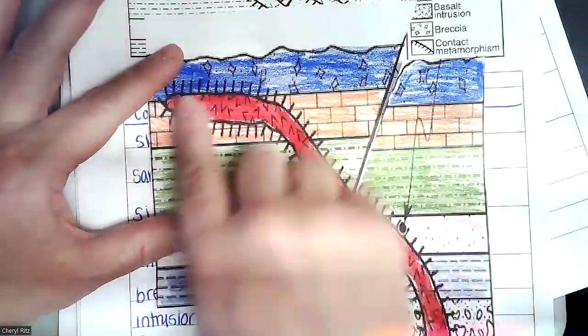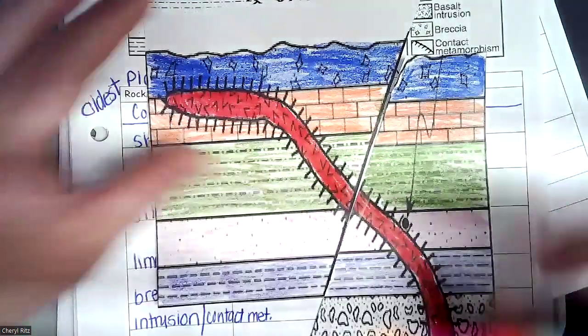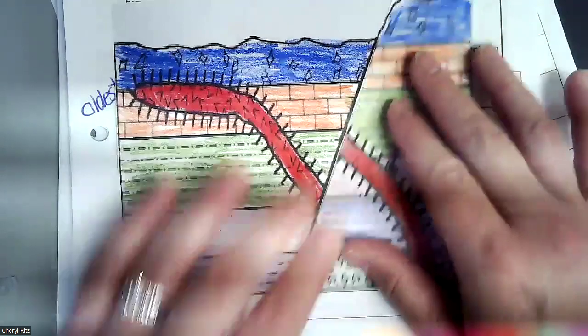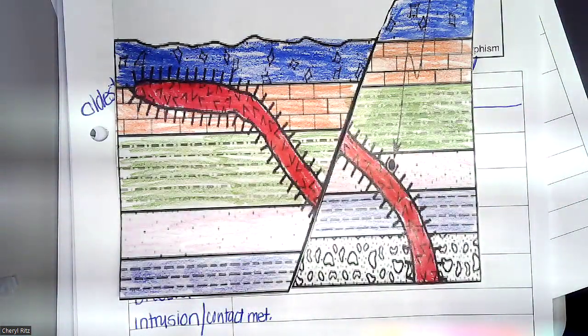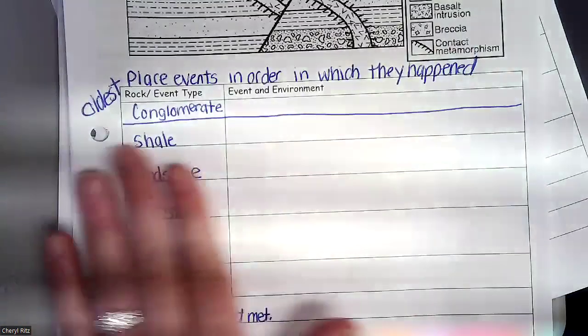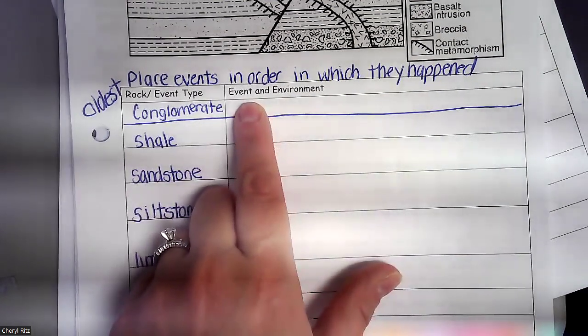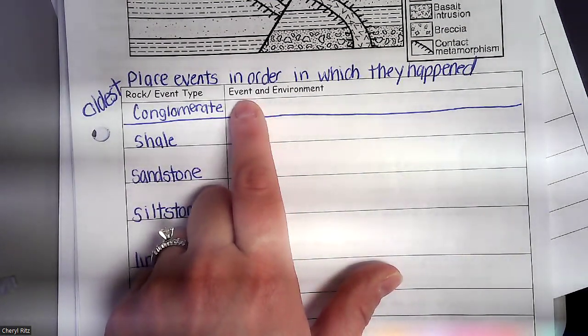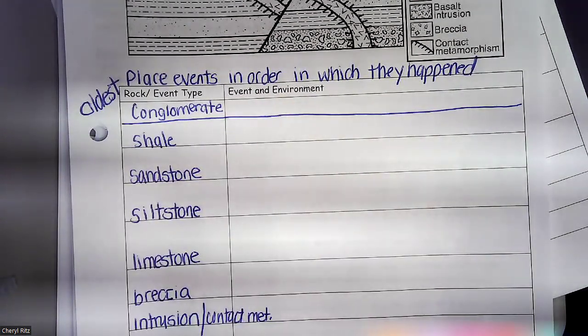Then the intrusion plowed through and it burned all of them. That's how I know the intrusion's rather young. And then the fault was the final thing that happened, and it ended up looking like this. So the fault was the last thing. But as you notice, that only filled out half the chart. The other half of the chart asks you what happened, the event, and the environment in which it formed.